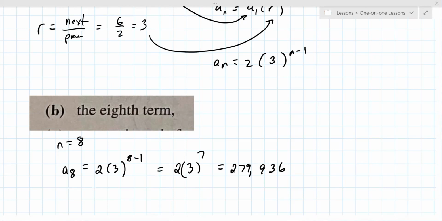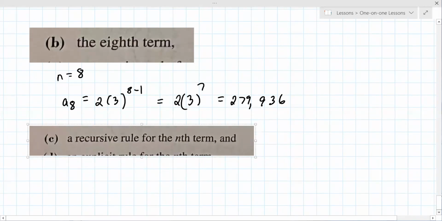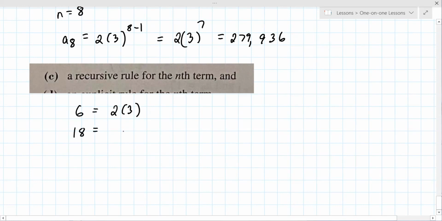The next one is a recursive rule for the nth term. I haven't actually seen this in a book in a long time where they've asked you this. This is a good question because it isn't something you would obviously do. But let's look at the numbers again. 6 is equal to 2 times 3. Then 18 is equal to 6 times 3. And then 54 is equal to 18 times 3.